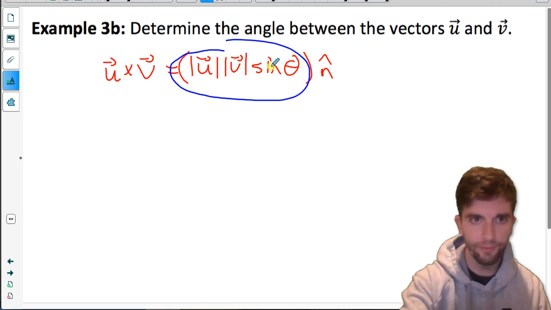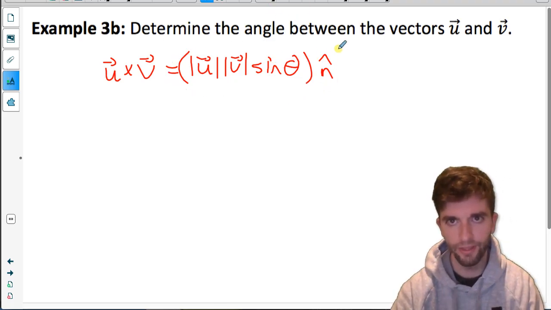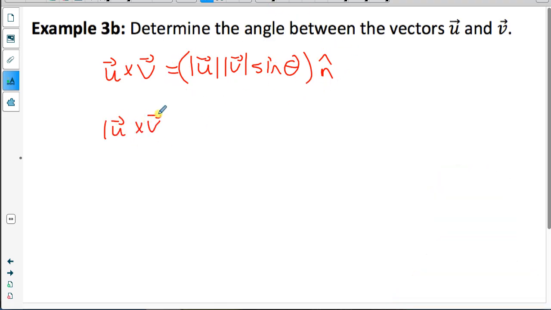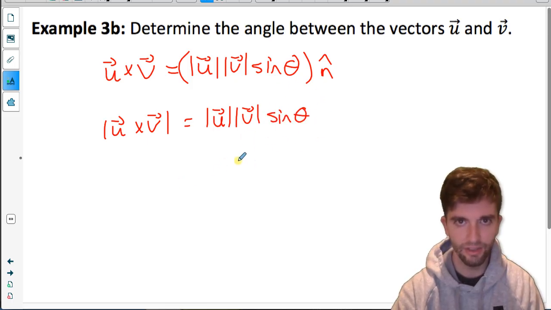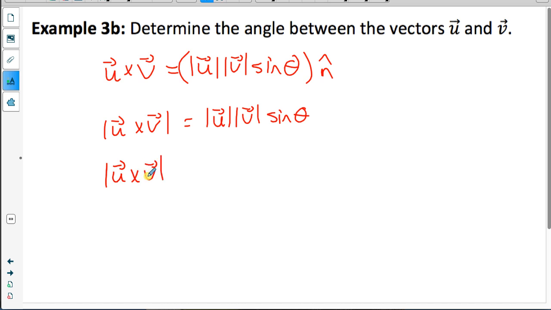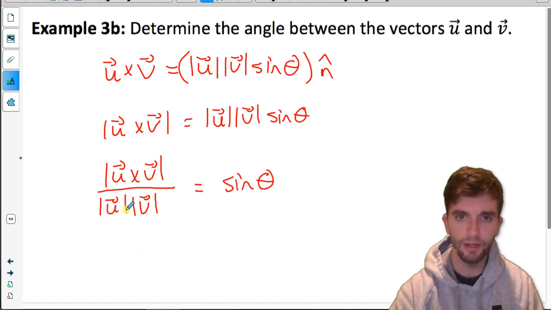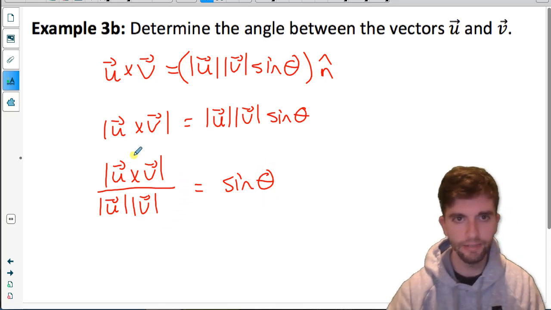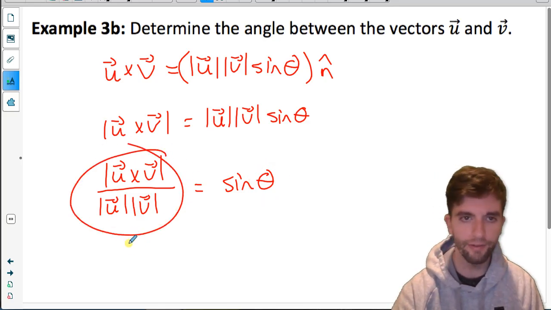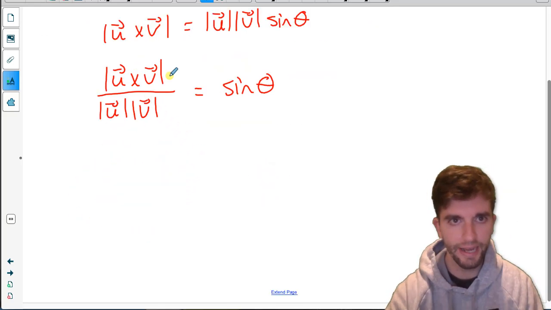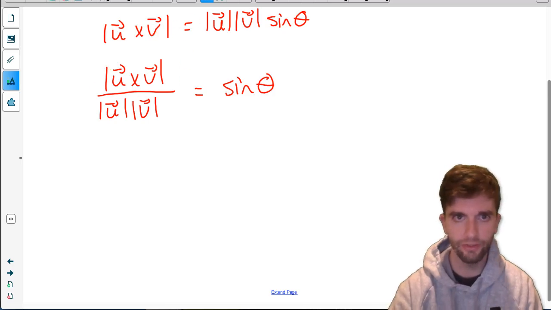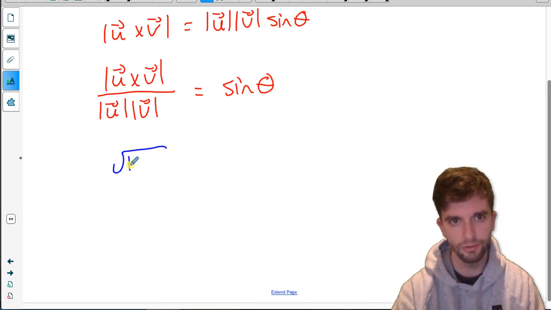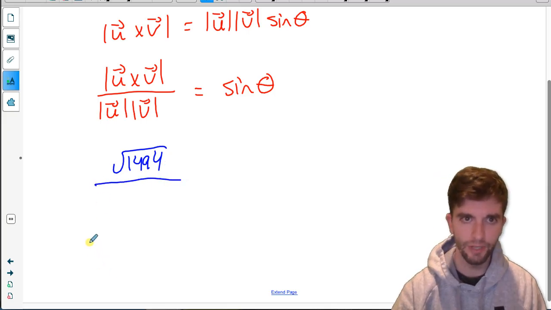So remember, in this cross product formula, this part right here is the magnitude. So I could write a formula for the magnitude of u cross v without that unit vector n. And now I could isolate sine theta by dividing both sides by magnitude of u times magnitude of v. And I now have a formula where sine theta is isolated. So I could find the angle by doing inverse sine of whatever that ratio is. And we actually already have the magnitude of u cross v, so we could sub in for that. It was root 1494.